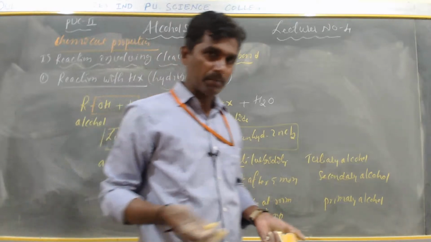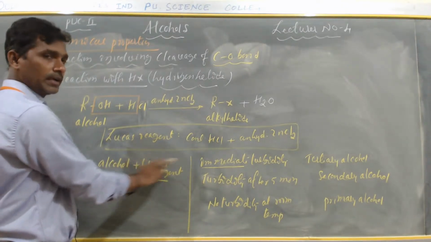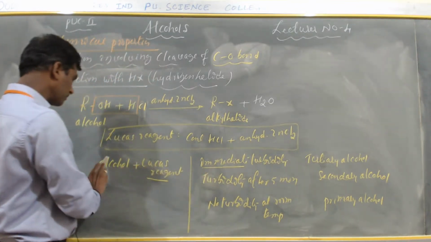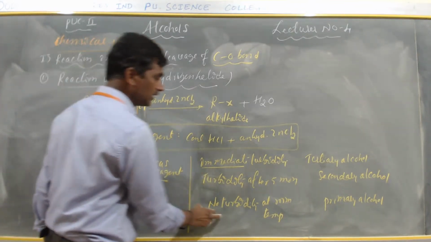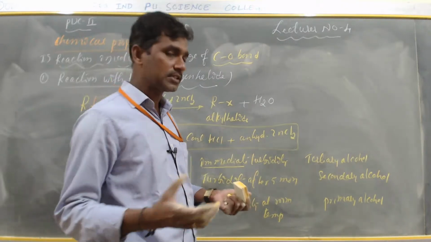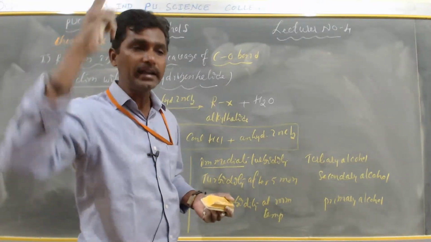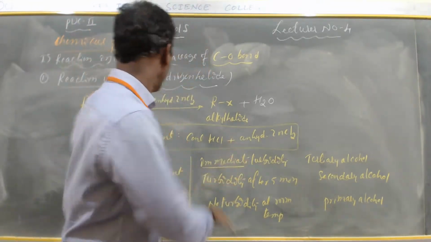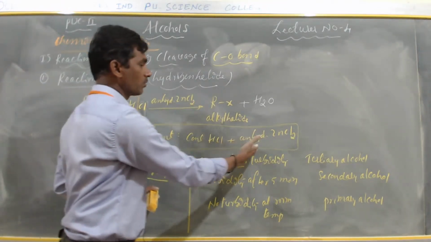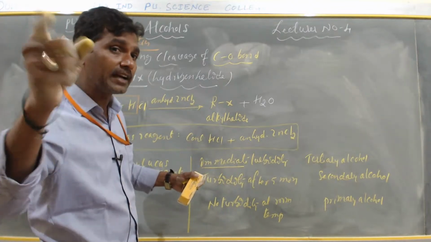So this is called primary alcohol. For the examination: if it is a tertiary alcohol, it gives immediate turbidity. If it is a secondary alcohol with Lucas reagent, turbidity after 5 minutes. If it is a primary alcohol with Lucas reagent, no turbidity even at room temperature. This test is used to distinguish between primary, secondary, and tertiary alcohol.